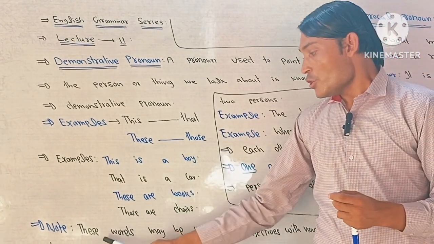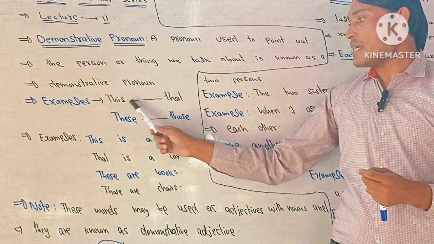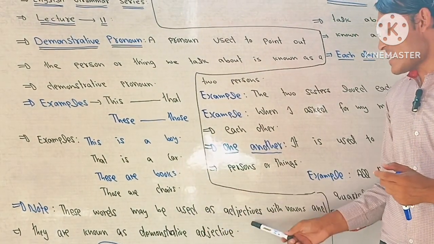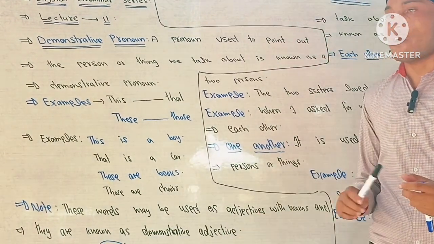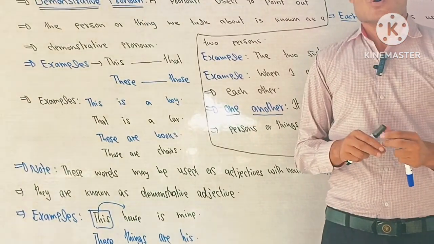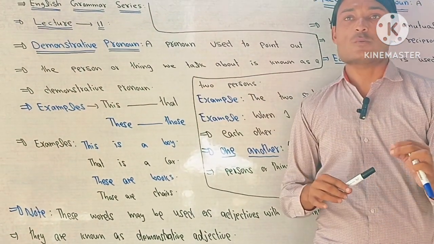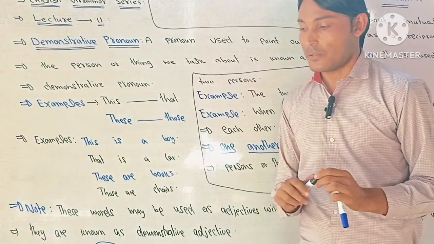Note these words. What do these words mean? This, that, these, those. These words may be used as adjectives with nouns, and they are known as demonstrative adjectives. Now, what is the difference between demonstrative pronoun and demonstrative adjective? Now let me clear the concept.